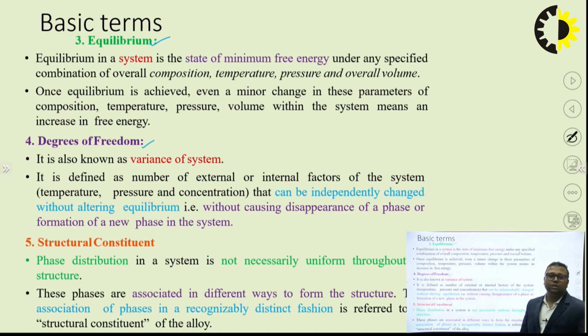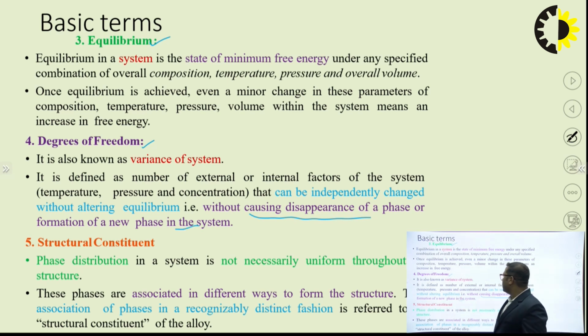Degree of freedom denotes the variance of the system. It defines the number of external or internal factors of the system which can be independently changed. Whenever we independently change these factors, it doesn't affect the equilibrium of the system, without causing the disappearance of a phase or the formation of a new phase in the system.